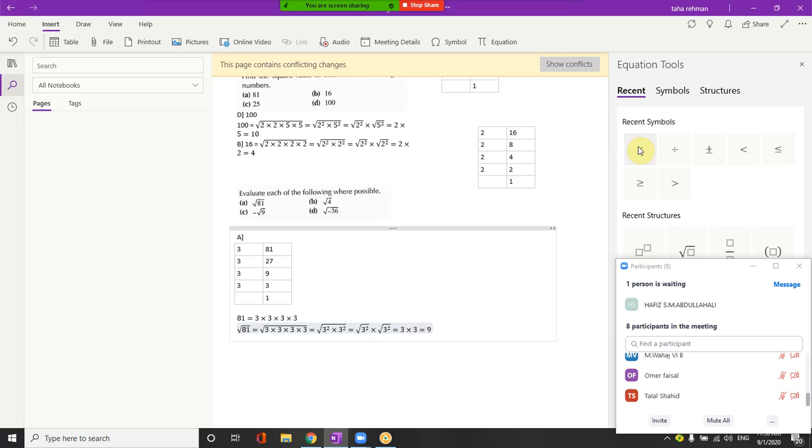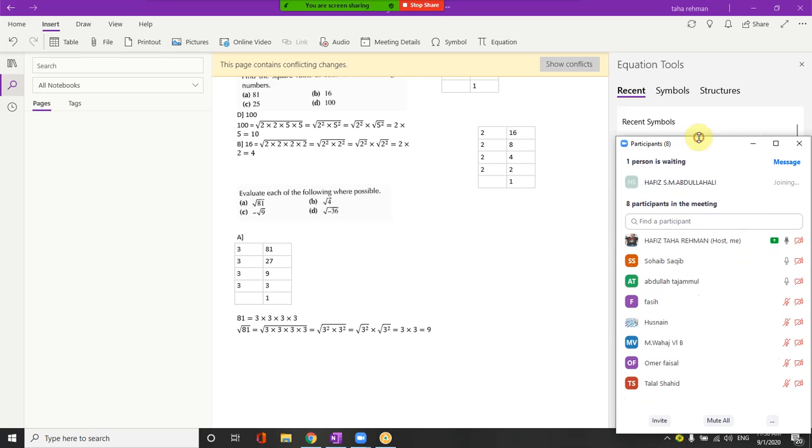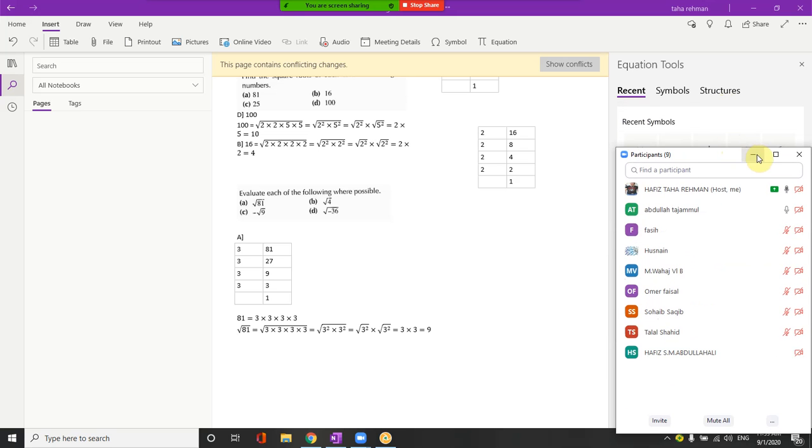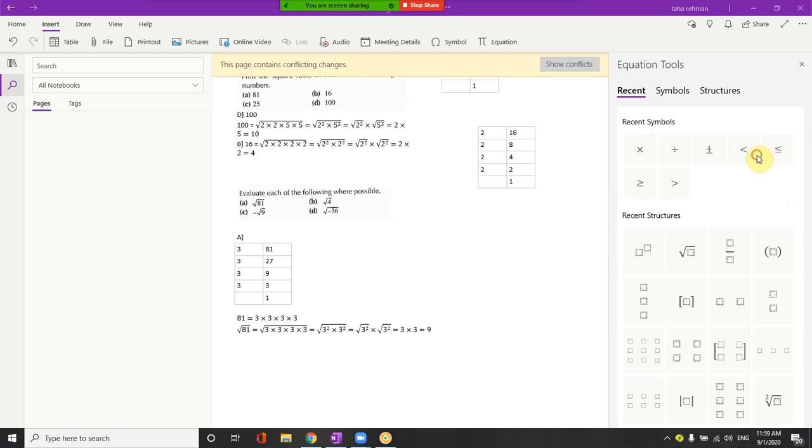Yes, sir. Now, what would be the square root of 4? Can you find the square root of 4? Hurry up, quickly. Solve it quickly. Square root of 4.